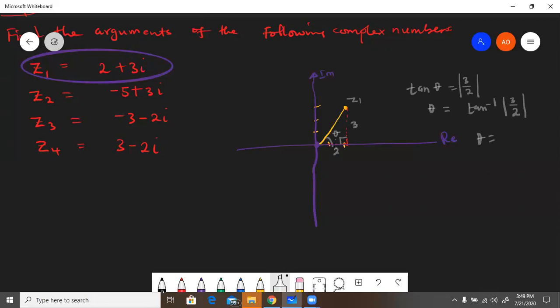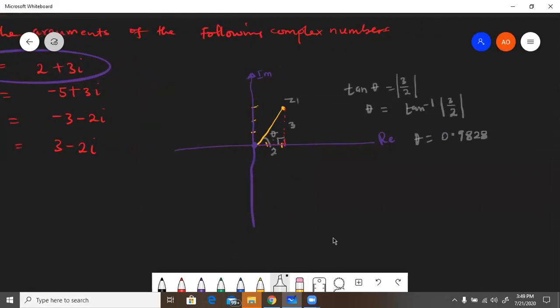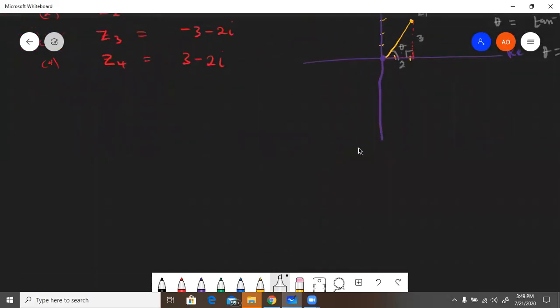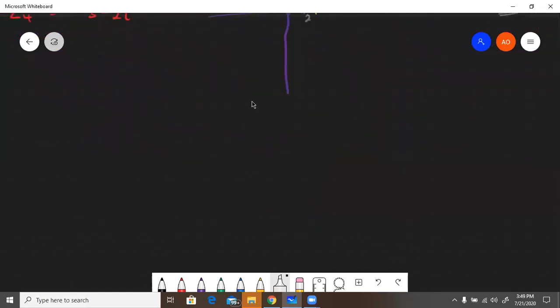Let me take my calculator and get that. Okay, which is equal to 0.9828 radian. I give my solution in radians. So that is the answer for the first one. We measure from here to here because we always measure from the positive real axis. Okay, that is example number 1. So let's leave that one aside and take the second one, number 2.